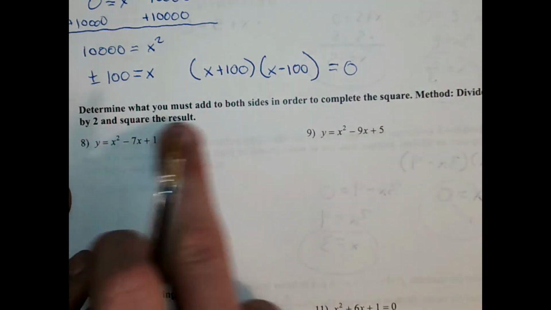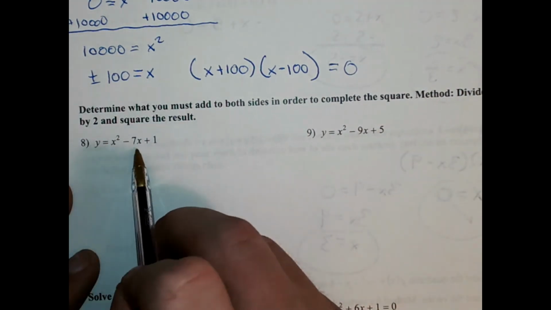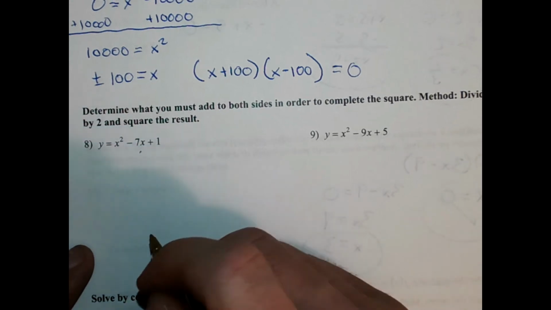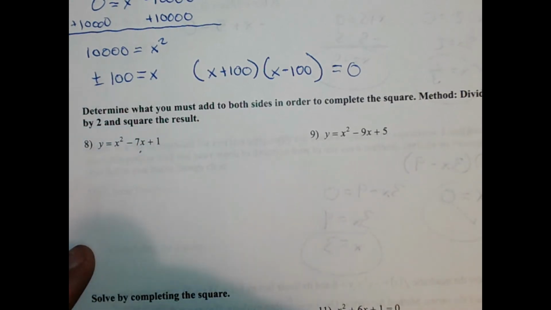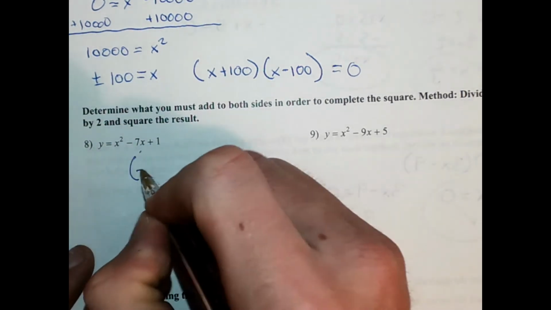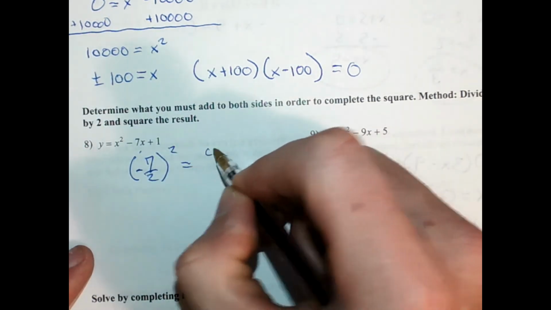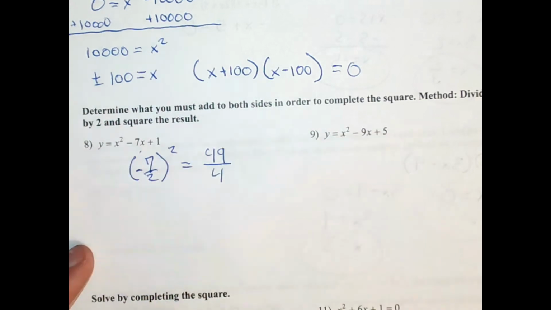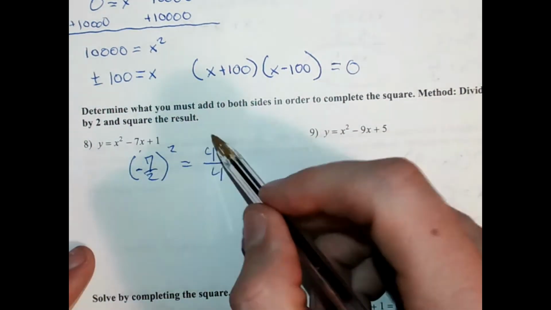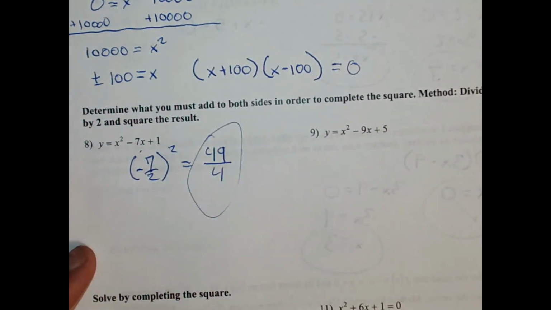Divide b by 2 and square the result. So here b is -7. So let's square that result, and that'll be what we add to both sides. -7 over 2 squared, that's going to be 49 over 4. So to complete the square, I would add 49/4 to both sides.